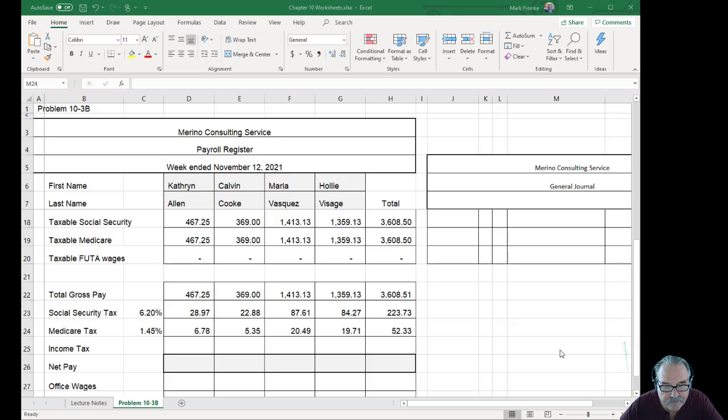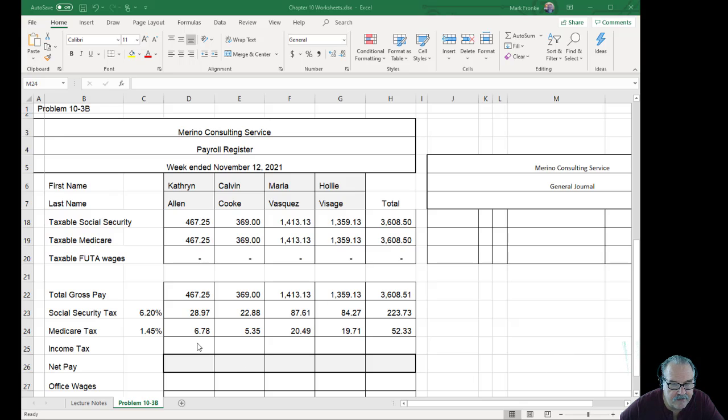Okay, I'm back. I made a small change of 1 penny to the gross pay because of a rounding issue, but that's okay. It was only off by a penny. And here are the numbers for Social Security and Medicare tax that hopefully you were able to calculate. And now we can do the income tax.